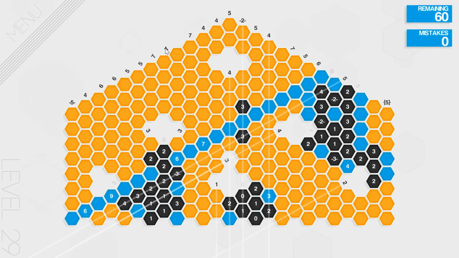7 this way doesn't help. 7 this way doesn't help. 5 that way doesn't help. 5 that way doesn't help. 6 this way doesn't help. 6 this way doesn't help. 4 this way doesn't help. And 5 this way doesn't help.